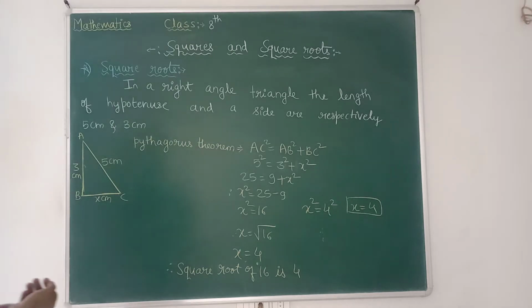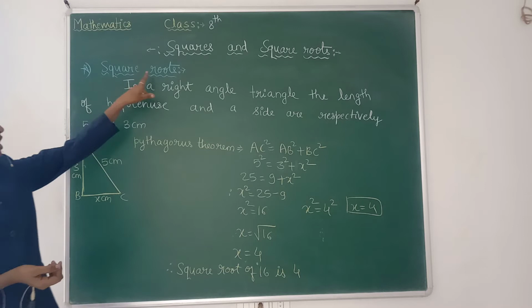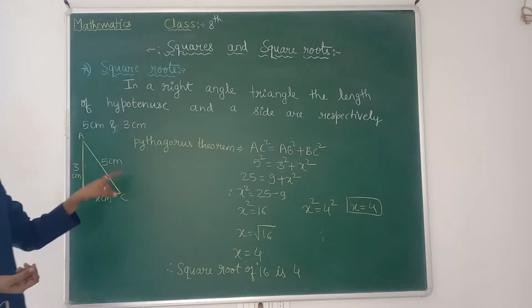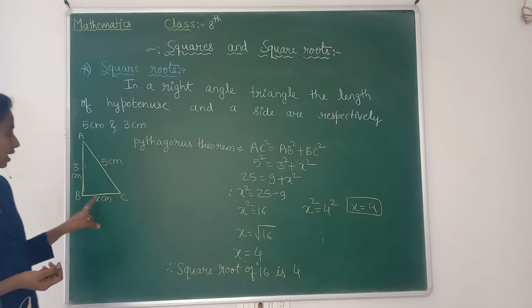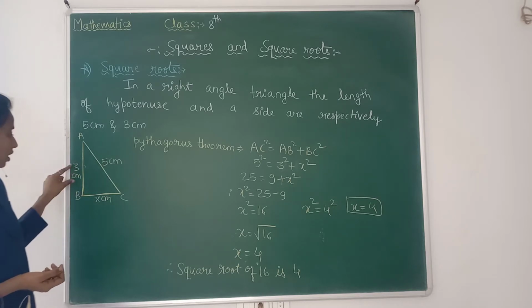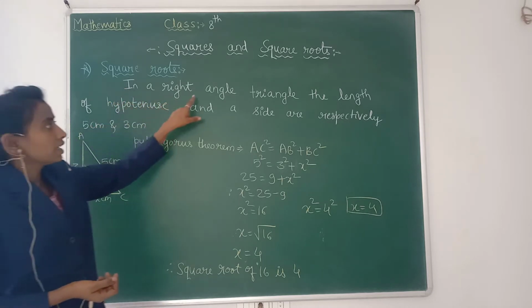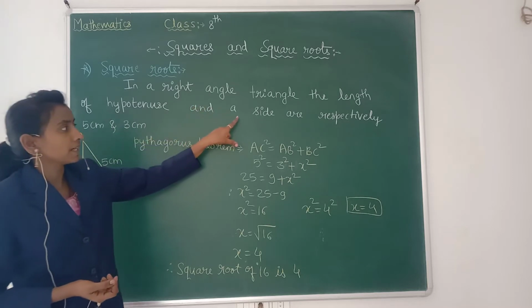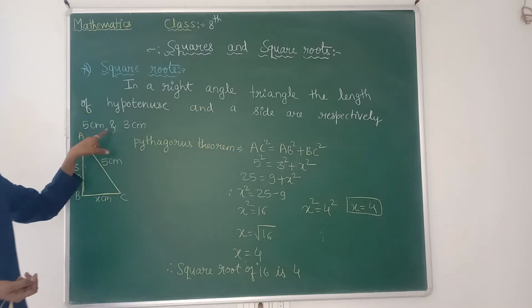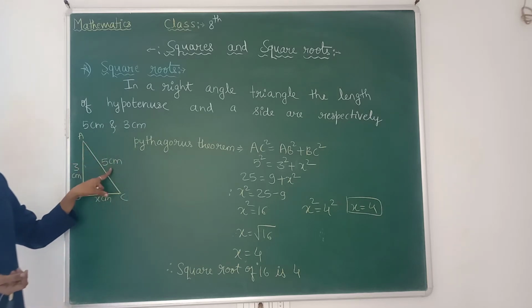Dear students, in the Squares and Square Roots chapter, now we are discussing square roots. So here we have a right angle triangle. In that, one side is given and the other side we are finding. In a right angle triangle, the length of the hypotenuse and a side are respectively 5 centimeter and 3 centimeter. Hypotenuse will be 5 centimeter.